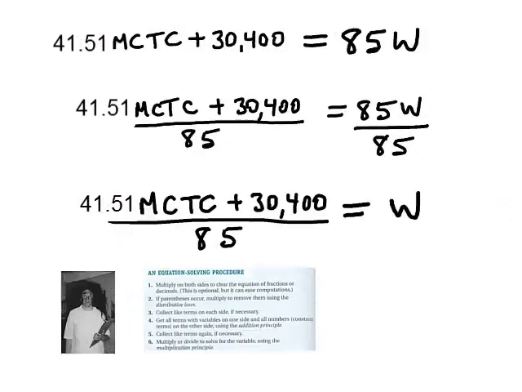Our final step now is to solve for W, and that's simply going to be a matter of dividing by the coefficient. So here we are dividing the right-hand side of the equation by 85 and the left-hand side of the equation by 85. On the right-hand side, the 85's cancel out, leaving us with W equal to this expression.